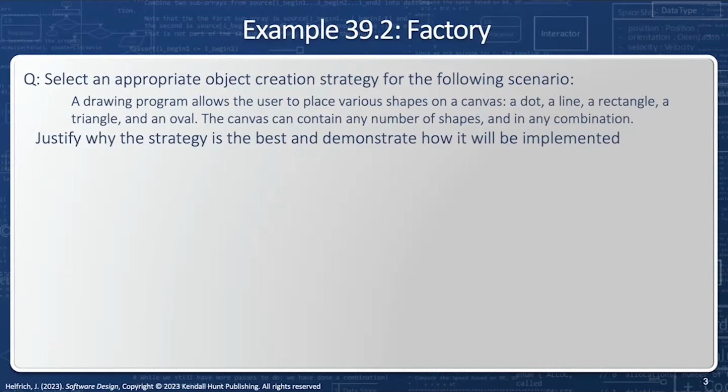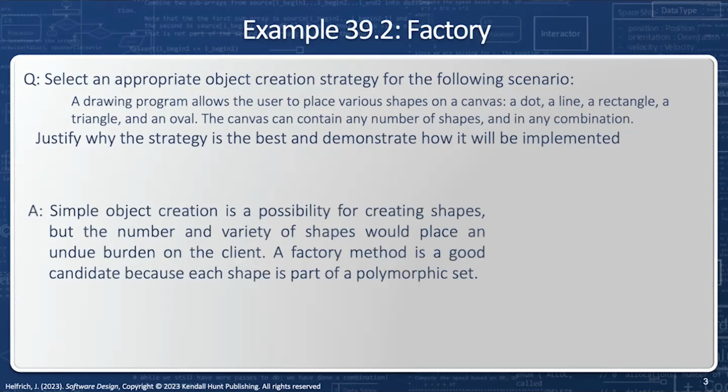Here's an example. A drawing program allows the user to place various objects on a canvas. This could be a dot, a line, a rectangle, a triangle, or an oval, or really any number of things. The canvas can contain any number of shapes and in any combination. This is a good candidate for the factory.